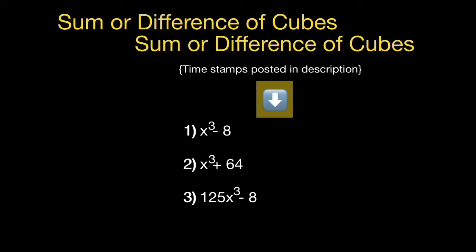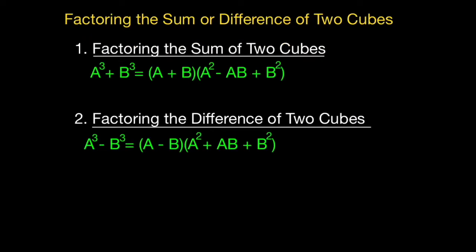Hello, in this video tutorial, I want to help you learn how to factor the sum or the difference of two cubes. In order to do this, we will make use of these two formulas, which basically say that if you have the sum of two cubes, we can factor it into the product of a plus b and a squared minus ab plus b squared. If we have the difference of two cubes, we can factor that into the product of a minus b and a squared plus ab plus b squared.